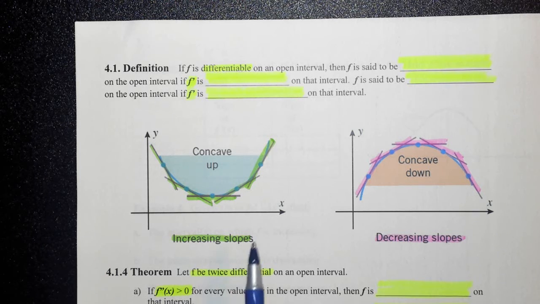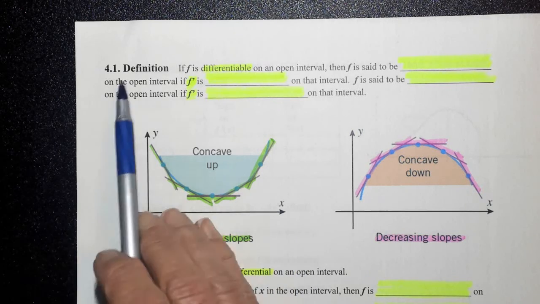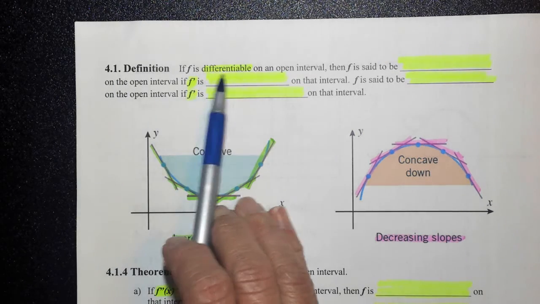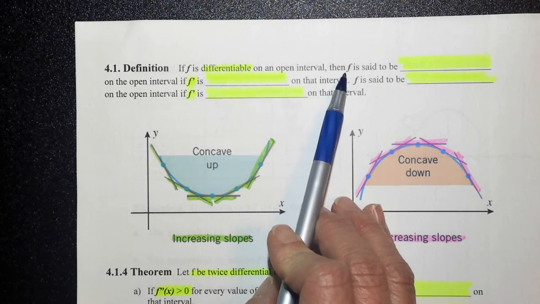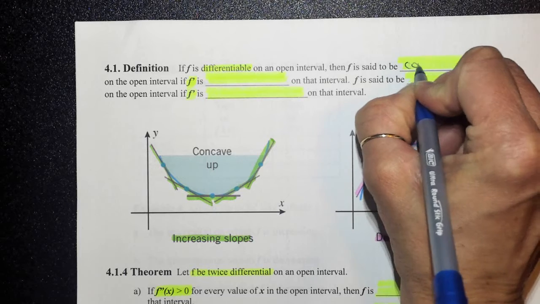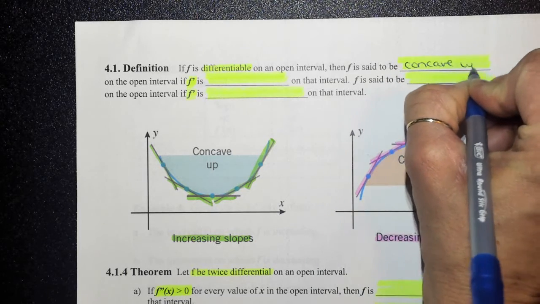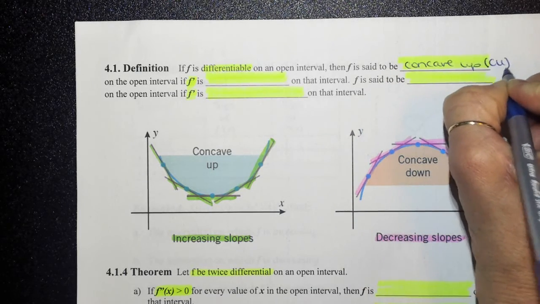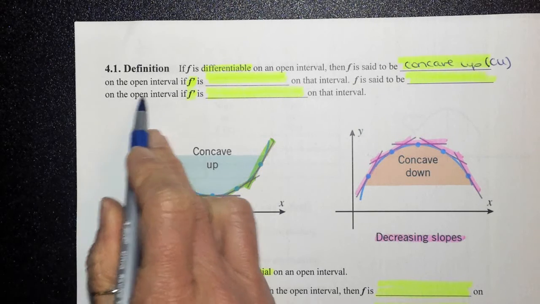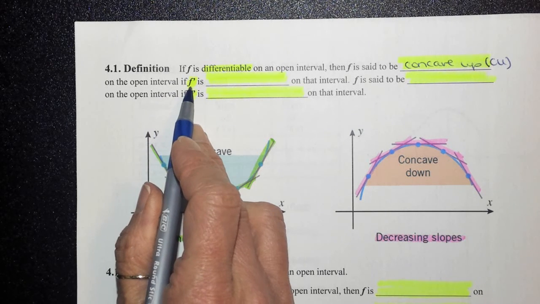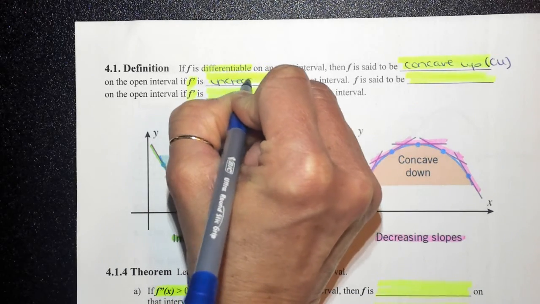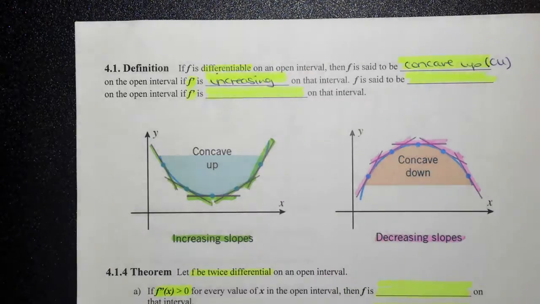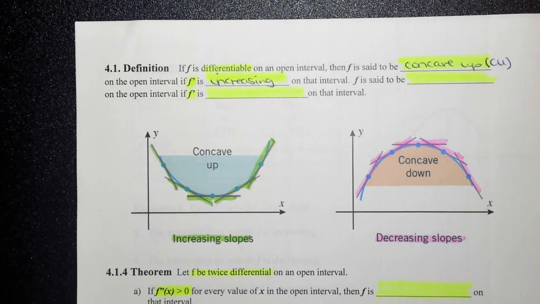So now we'll talk about concavity, where a function is increasing and decreasing. By definition, if a function f is differentiable on an open interval, then the function f is said to be concave up, also abbreviated as CU, on the open interval if f prime, meaning the first derivative, is increasing, meaning you have a slope that is gradually increasing, and I'll demonstrate in just a second.